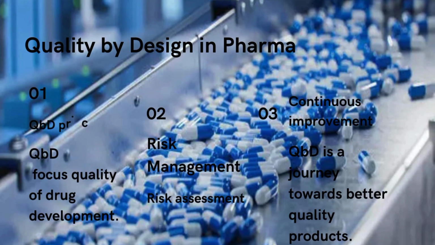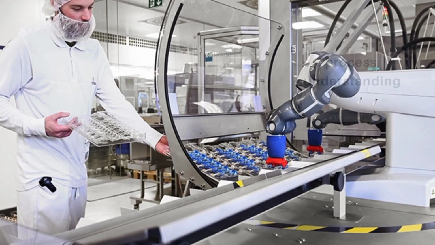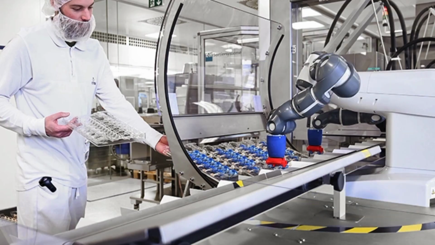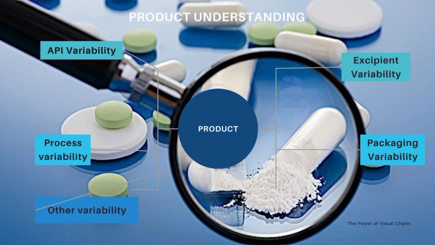Quality by design has three main objectives. One is that it focuses on the quality of the drug and its development, and the second one is risk management and risk assessment. Then the third one is continuous improvement and a journey towards better quality products. So here process design mainly includes process understanding, product understanding, risk assessment and risk management. Okay, let us start one by one. First we will start with product understanding.